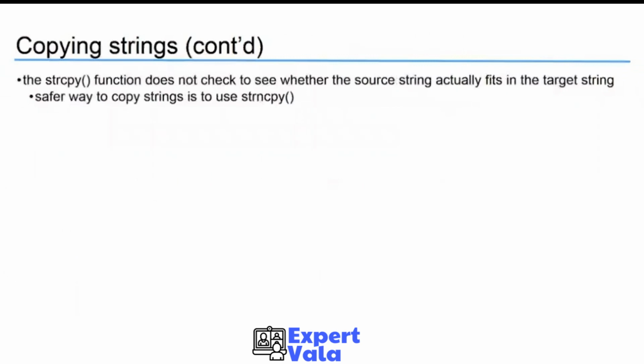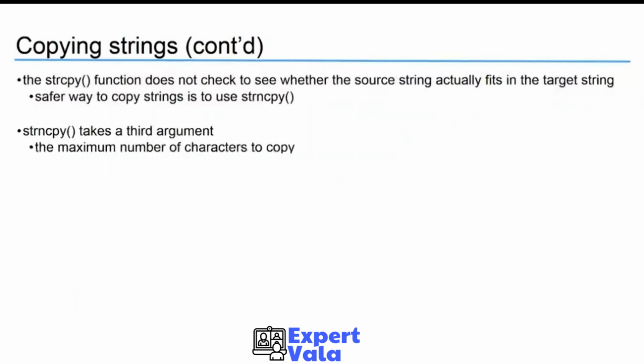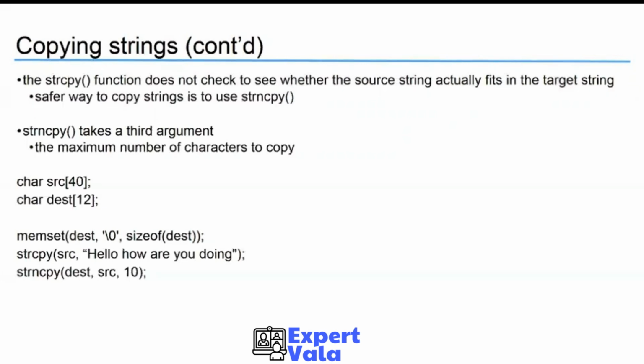So a safer way of copying strings is to use strncpy. You will notice that an n has been added to strncpy. strncpy takes a third argument, the maximum number of characters to copy. So here you actually specify how much you want to copy. If you have a source of 40 and a destination of 12 in size, you can first do a memset. This is just setting the data inside the destination to the null terminator. That way when you add something, it will automatically be there. Don't worry about that. It's not going to check if the destination is larger than the source. But if you do a strncpy into the destination, it's only going to copy the first 10 characters. So that third argument should correspond to the size of the destination.